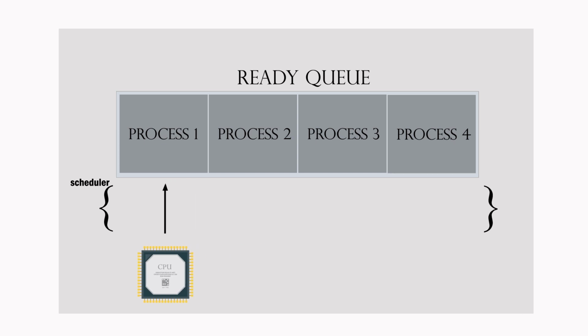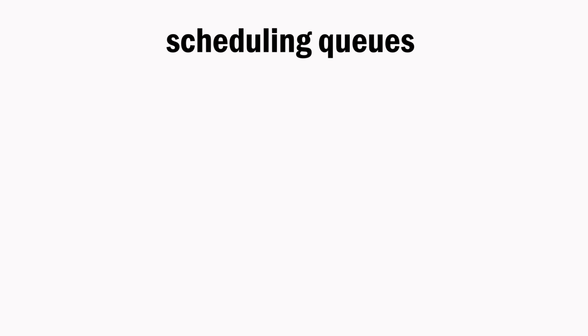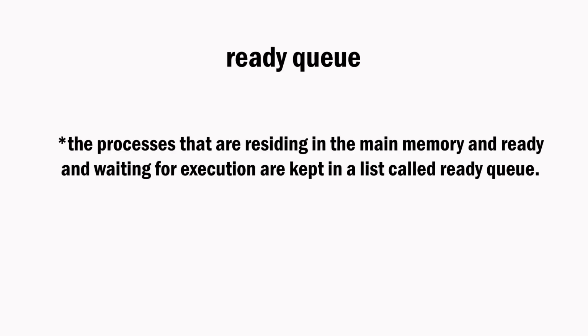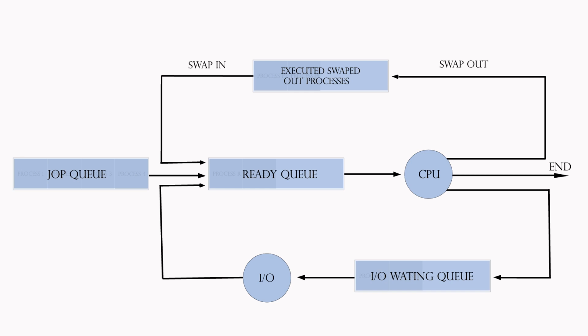To help with process scheduling, we have something known as scheduling queues. There are 2 kinds of queues, which are the job queue and the ready queue. The job queue consists of all processes in the system, so when a process enters the system it is put in a queue known as the job queue. The next queue is the ready queue. The processes that are residing in the main memory, ready and waiting for execution, are kept in a list called the ready queue. This diagram shows what happens to a process when it goes from the ready queue to running state.